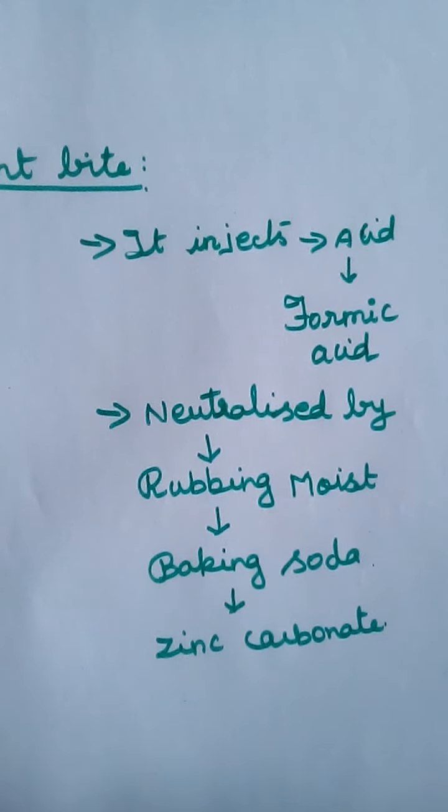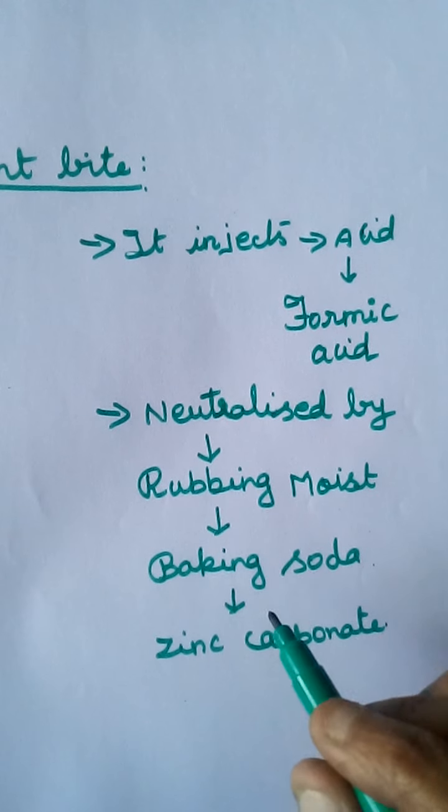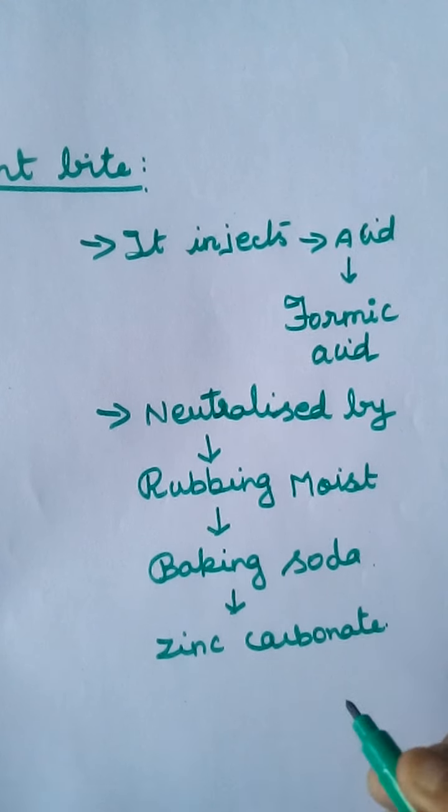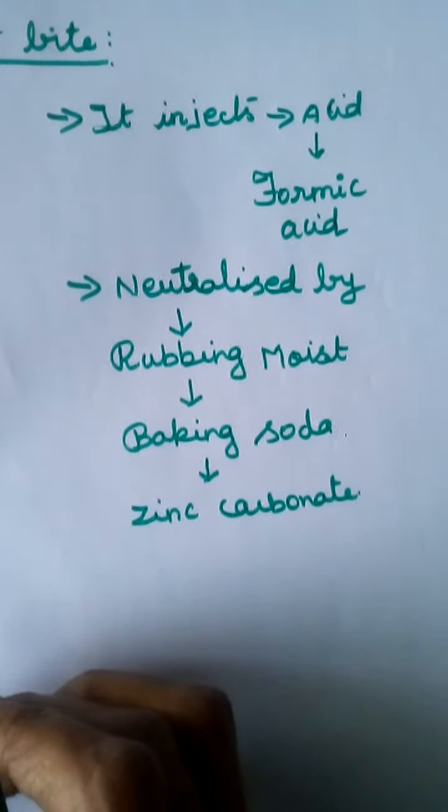When an ant bites, we rub the area. Rubbing moist baking soda, or calamine solution which contains zinc carbonate, is applied on our skin. It neutralizes the ant bite.